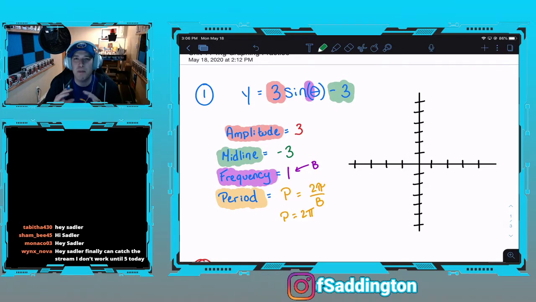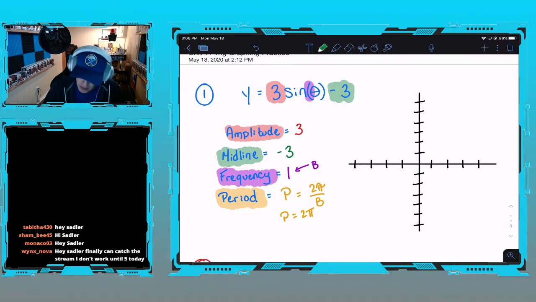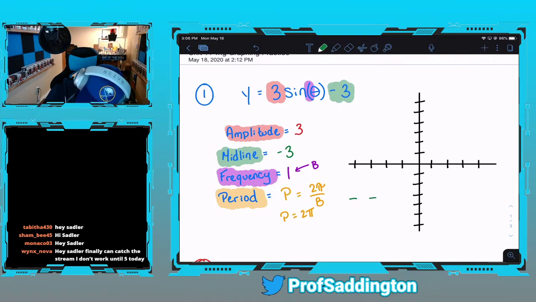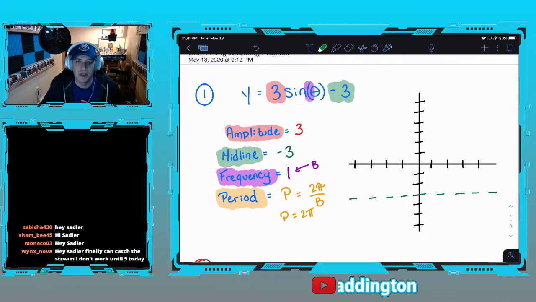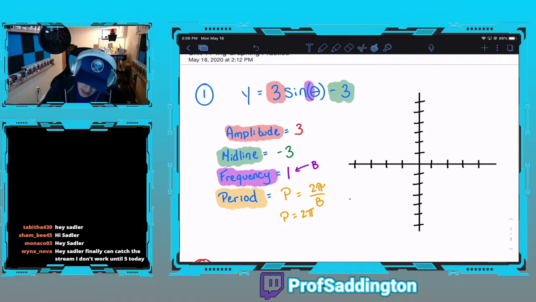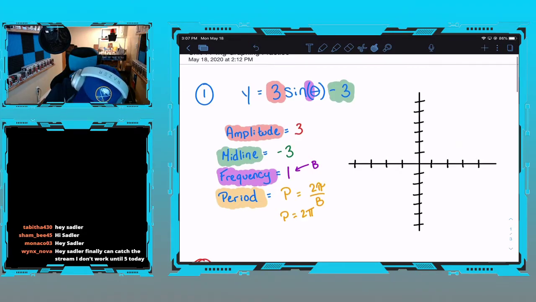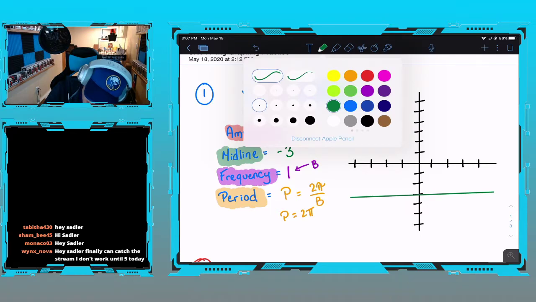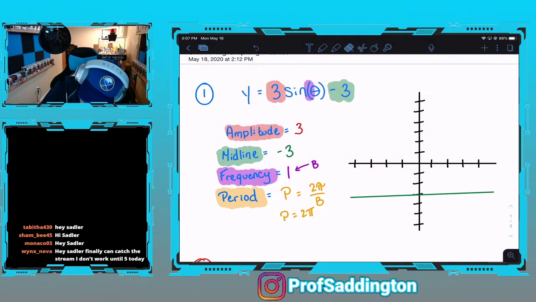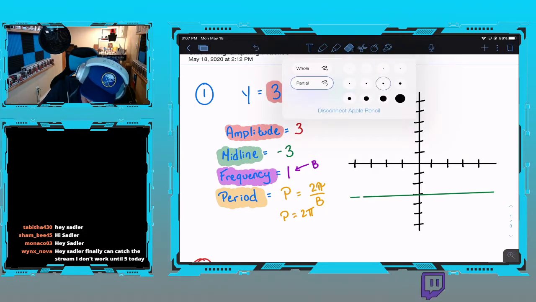Now, the midline isn't really part of the graph. It's like an invisible line that's located in the middle of the function. And it's at -3. So what I'm going to do is I'm going to draw in a dotted line that is going through -3. And I know it's not a perfectly straight line, but it is what it is. Okay, it's going to bother me. I got to make it a straight line. If you guys know who I am, you know that I have to make sure that I do everything correct. All right, there we go. Straight line, but I need it to be dashed, so I'm just going to go into my eraser, partial. Oh, why is the eraser so tiny?